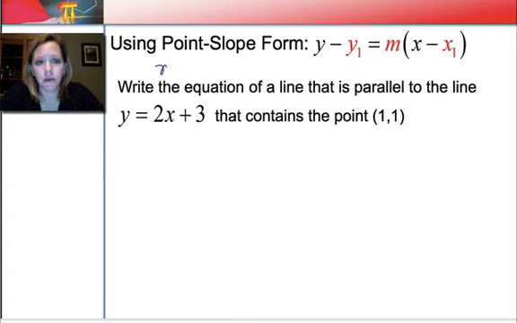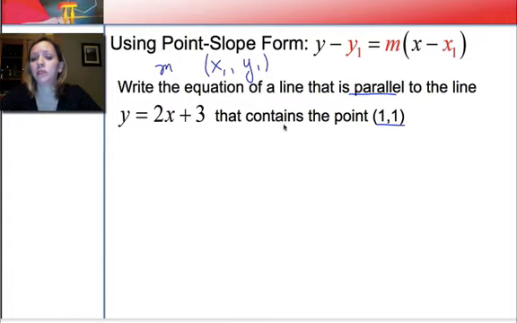So this is an equation when you have a known slope, that is m, and that line contains the point (x1, y1). So for example, if I wanted to write the equation of a line that's parallel to the line y equals 2x plus 3 and contains the point (1, 1), I can use point slope form to do that. This point here is representing x1 and y1. So it's the x coordinate of the first point and the y coordinate of the first point.